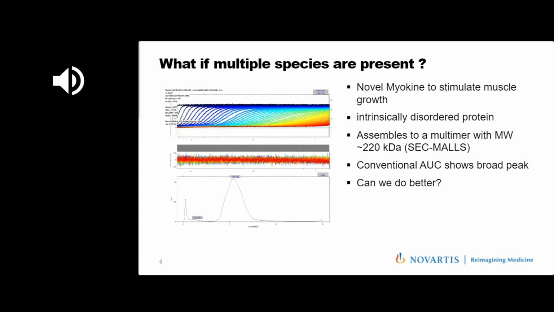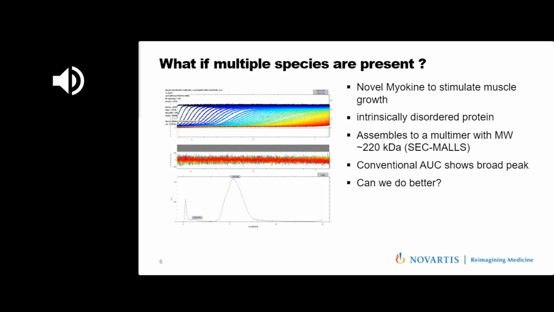You may have encountered that. For example, I'm showing you here a novel myokine, which is intended to stimulate muscle growth. When you purify that, and you know from the sequence, it's an intrinsically disordered protein. When you elute it from the SEC column and have SEC-MALS measured, it's a 220 kilodalton oligomer with a broad peak. In AUC, if you just do, let's say, the c(s) analysis, you also see a single peak in there. And the question is, can we resolve that peak? And the answer is yes.